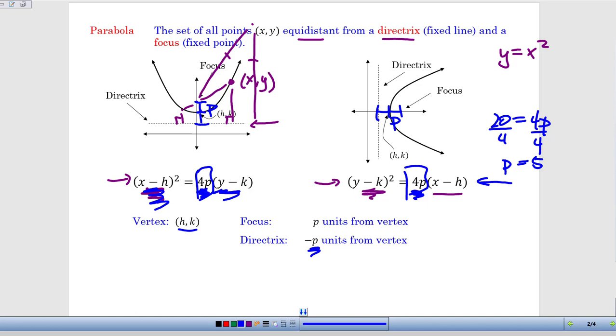If it's positive, then we're going to be going up or to the right from our vertex. If p was negative, we'd be going down or to the left from the vertex. And then, of course, the directrix is going to be the opposite direction from the vertex. Again, the focus is always on the inside of the curve of the parabola. The directrix is always on the outside of the curve of the parabola. I know, as with all these shapes, we've got lots of new terminology and features to find. In the next video, we'll take a look at a few graphing examples to see how all this fits together.